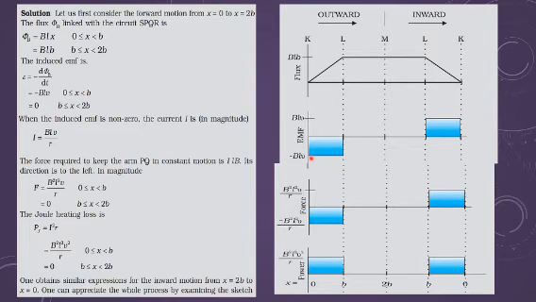EMF is having a constant value, minus of BLV. Force is also having a constant value, minus of B square L square V upon R. Power is positive, that is B square L square V square upon R. In this area, from L again coming back, from B to 2B and then back to B, the flux is a constant value, which is given by BLB as per the question. And when flux is constant, then of course the induced EMF is 0, force is also 0, power is also 0.